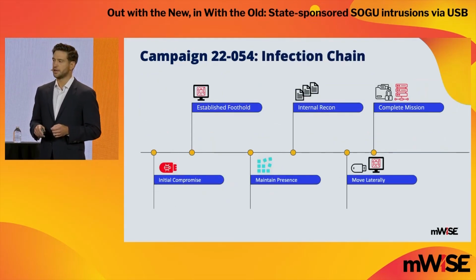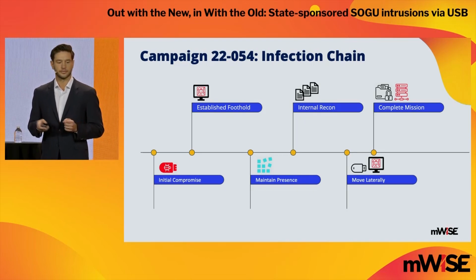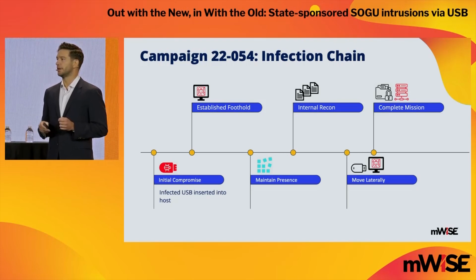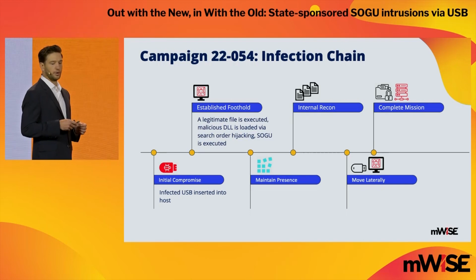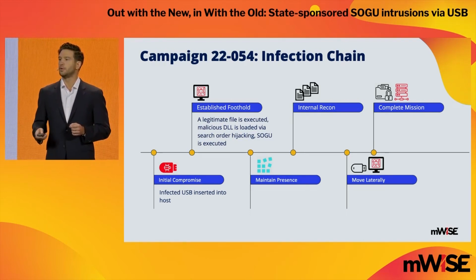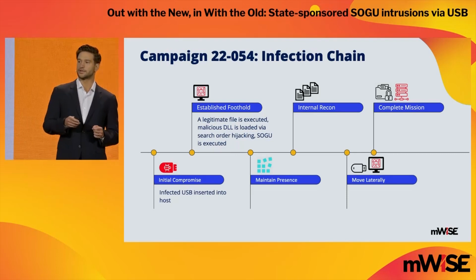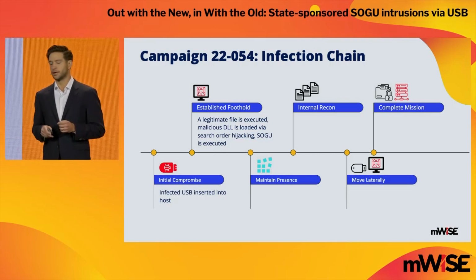Now we'll cover the infection chain of this USB-based campaign, mapping it to the attack lifecycle. Initial compromise occurs when an infected USB drive is inserted into a host. Foothold is established when a victim executes a legitimate file, which then loads a malicious DLL via search order hijacking, which then loads the SOGU payload and executes in memory.